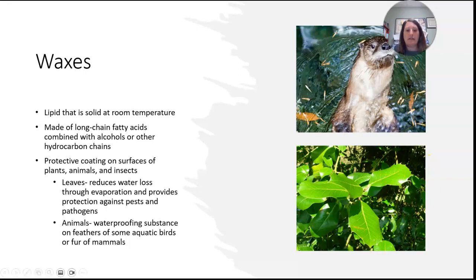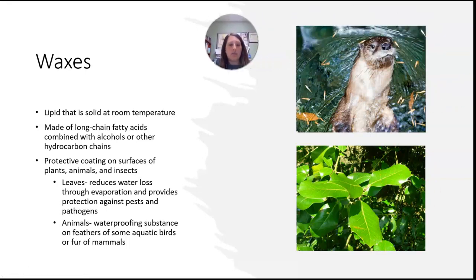Polyunsaturated healthy fats. I'm going to quickly talk about waxes. I only have one slide on this. So I mentioned this at the very beginning of this part of the chapter. There's our otter again, the same picture. So waxes are going to be lipids. They're going to be solid at room temperature. They are made a little bit different than a triglyceride. So they're made of long-chain fatty acids, like we've already seen, but those fatty acids will combine with either alcohols or other hydrocarbon chains. So they have a different structure.